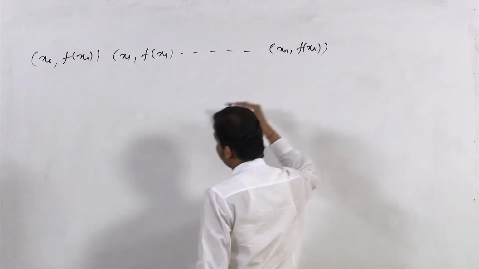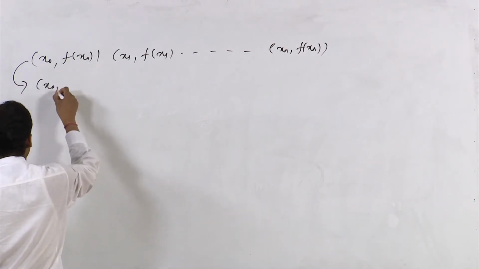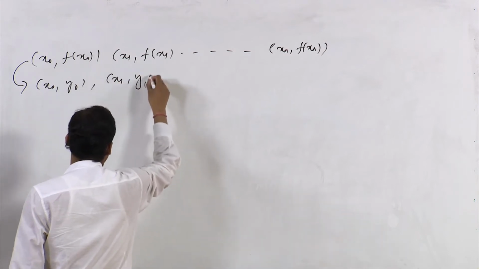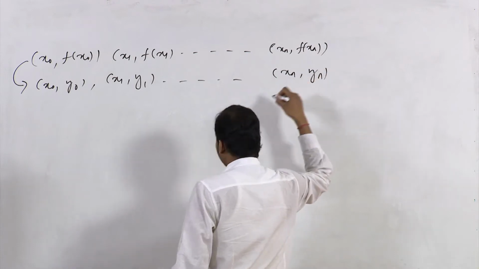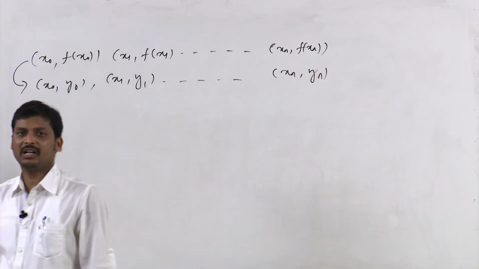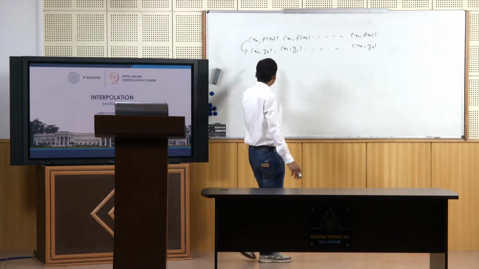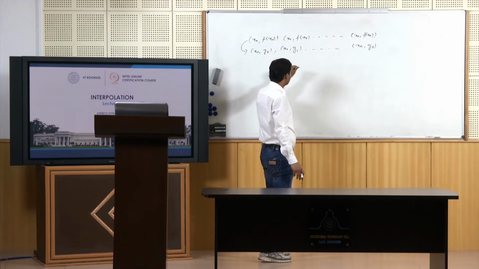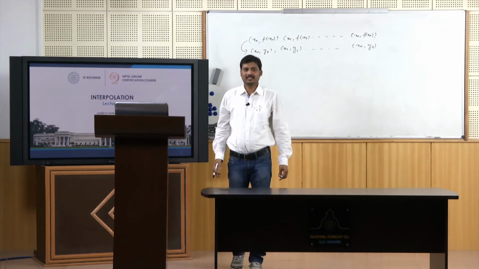Sometimes we also express these tabular points in the form x0, y0, x1, y1 up to xn, yn. Basically the idea is that we want to approximate this function f of x with a polynomial p of x. Since this function is satisfied at n plus 1 points, we can approximate this function with a polynomial of degree n here.